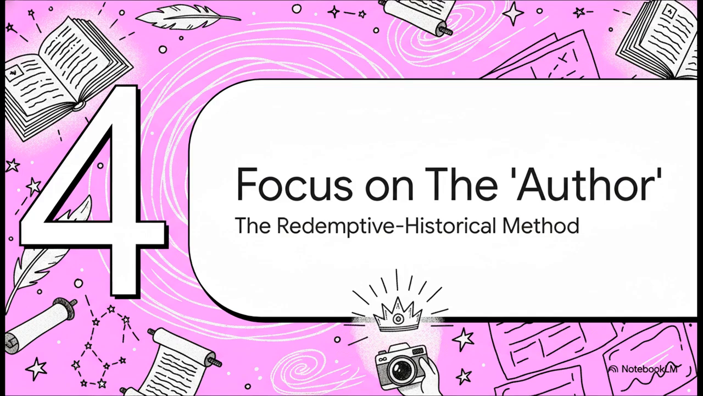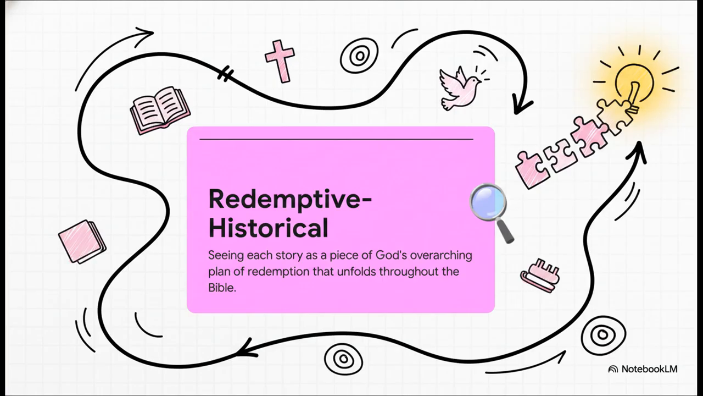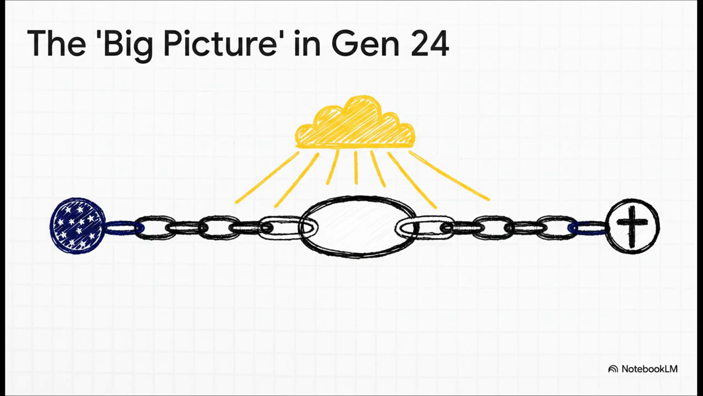This one flips the script. It shifts our focus away from the human characters and onto the divine author and the huge story that's being told. This is the redemptive historical approach, and it asks one big question. How does this one specific story fit into the Bible's single, massive, overarching story of redemption? See, instead of a bunch of fables with morals, every single event becomes a critical puzzle piece in a much, much larger picture.